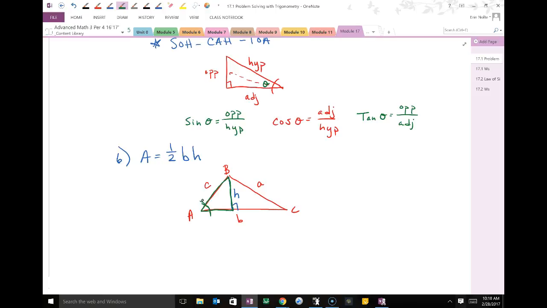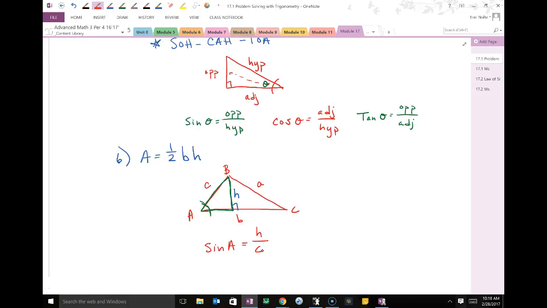Opposite and adjacent. So what trig ratio is opposite, not adjacent, hypotenuse? Sorry, my bad. Opposite and hypotenuse. So which trig function is opposite and hypotenuse? The sine. So would you agree that the sine of angle A is equal to the opposite, which is H, over its hypotenuse, which is C? Would you all agree with that?